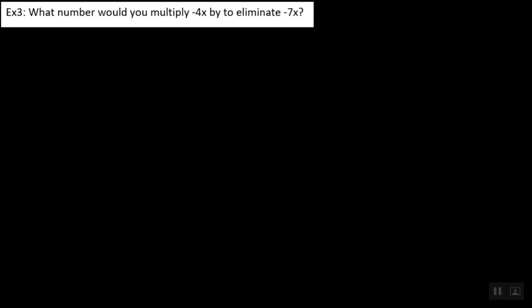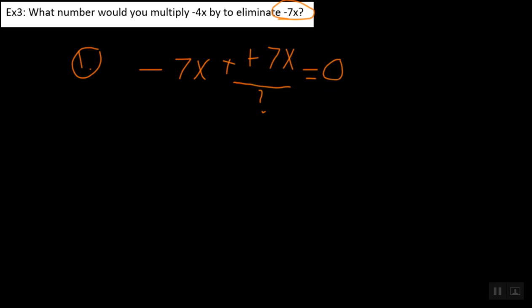Okay, in example 3, what number would you multiply negative 4x by to eliminate negative 7x? So remember, question number 1 says this. We want to get rid of negative 7x. And so what number would you add to negative 7x to get it to be 0? Well, of course, that would be a positive 7x. Okay, and we're saying, hey, negative 4x times what number would equal that positive 7x?